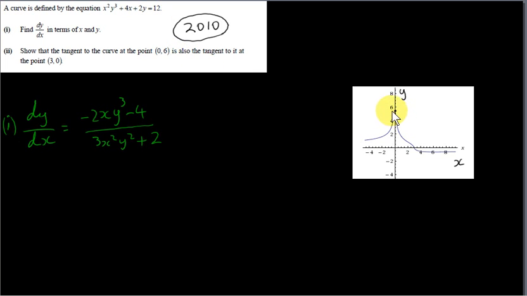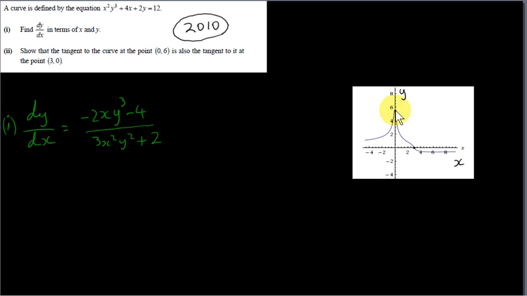And we're also interested in the tangent to the curve at the point 3, 0. 3, 0 is actually this point here. It's a point on the x-axis. So you can imagine drawing a tangent to the curve at the point 3, 0. And that tangent should also contain the point 0, 6. That tangent should also be a tangent to the curve at the point 0, 6.